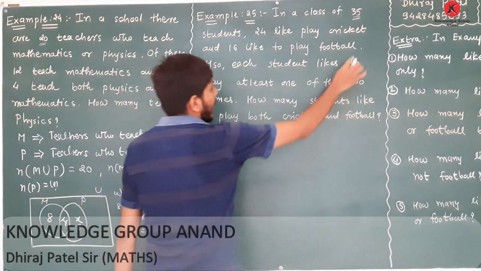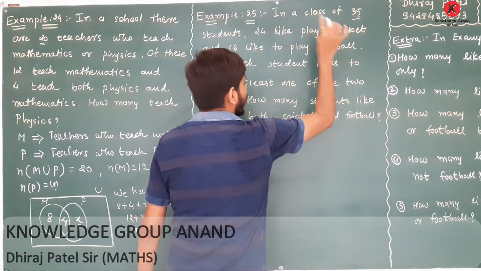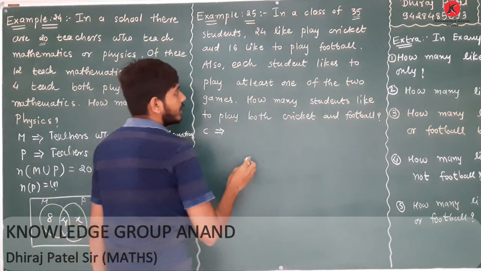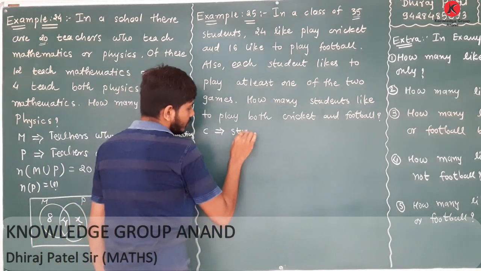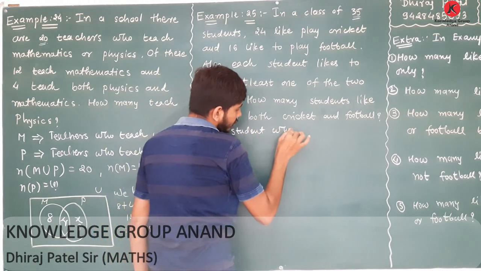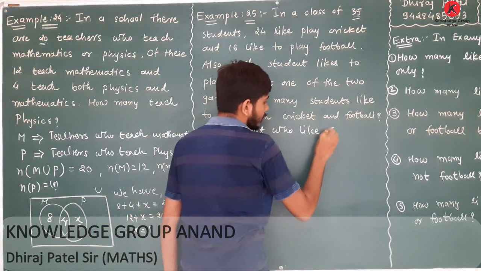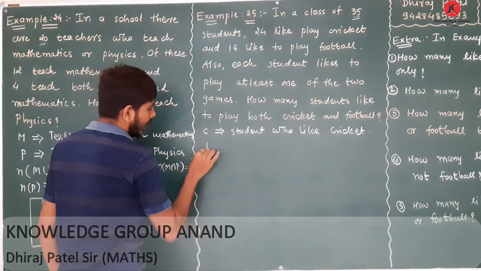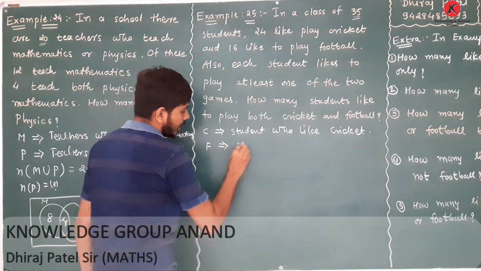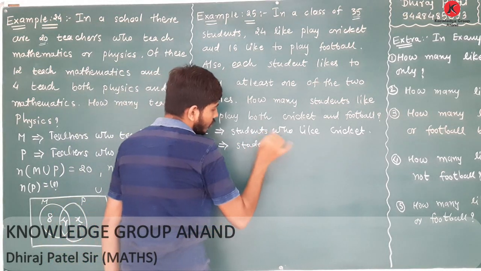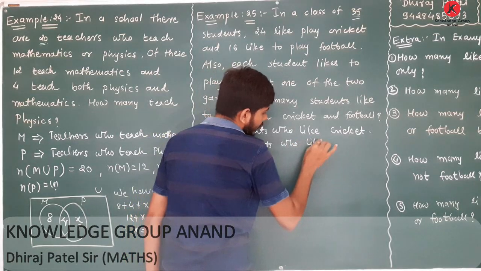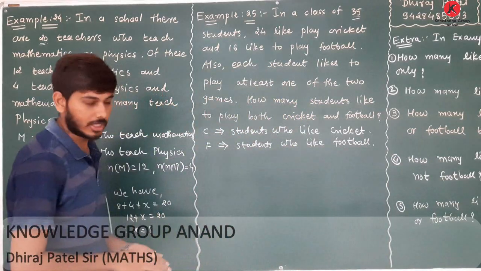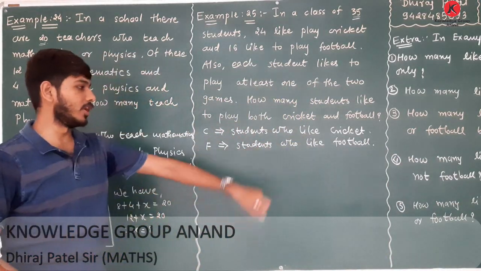First of all, I am assuming that C is for cricket and F is for football. So set C represents students who like cricket, and F, capital F, represents students who like football. Okay, I am assuming these names which are very familiar to us. C is for cricket and F is for football.